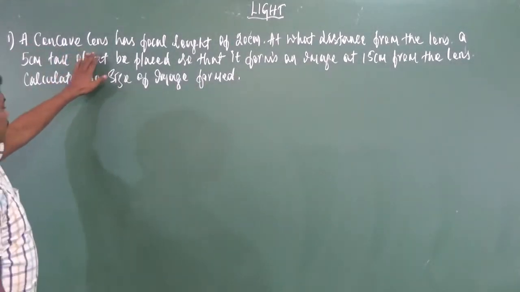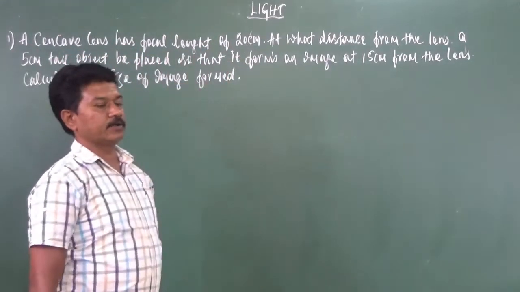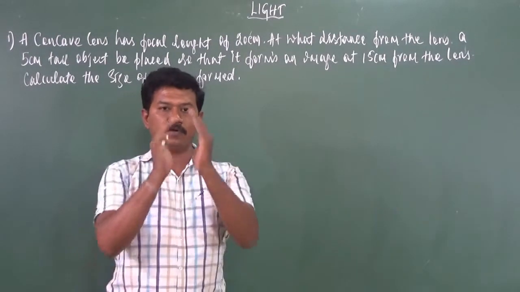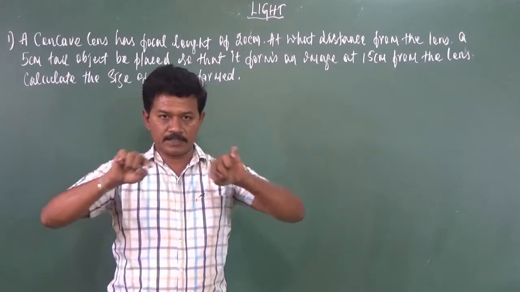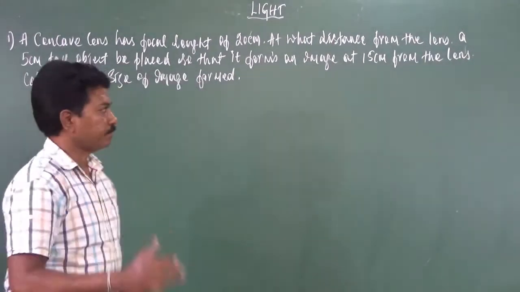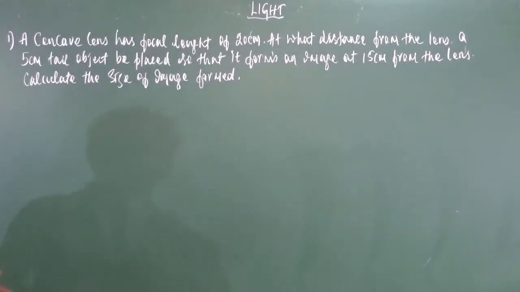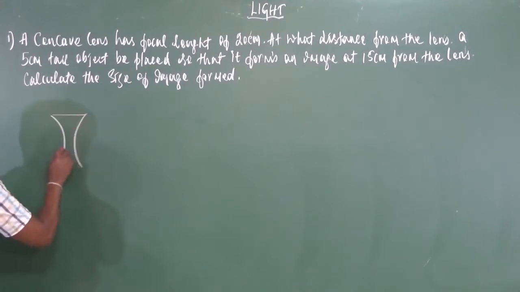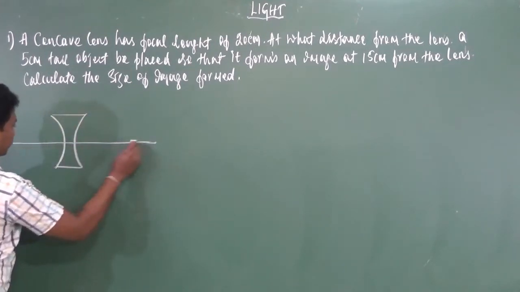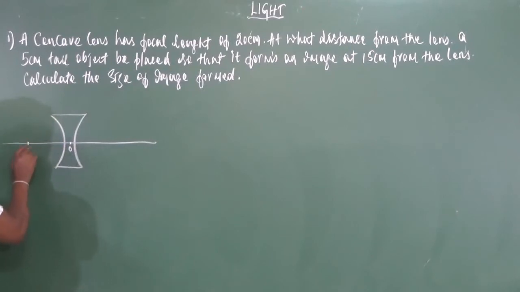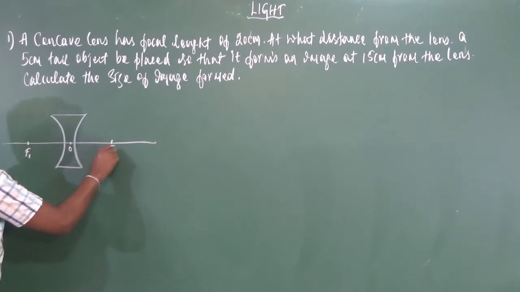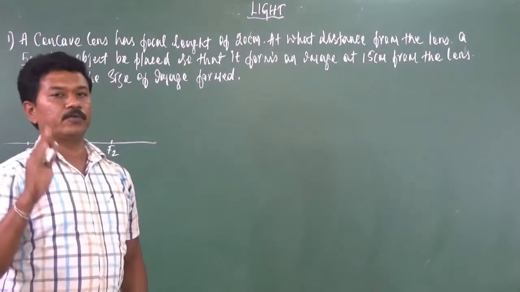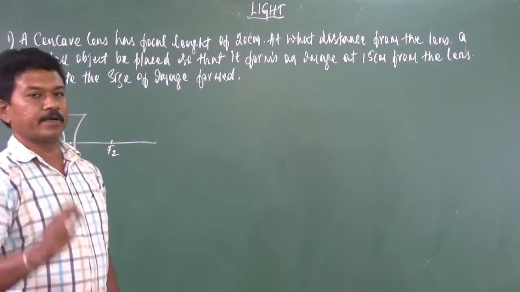A concave lens has focal length of 20 centimeters. So concave lens, it is something like this. Convex is something like this, concave is something like this, which is totally different from a convex lens. So let us take a concave lens here. This is the concave lens. So I hope you remember, this is the optic center, this is the principal focus f1, this is f2. So for concave lenses we are going to get only one ray diagram. I hope you remember this.